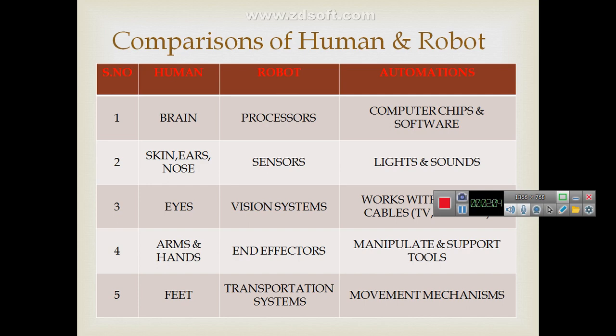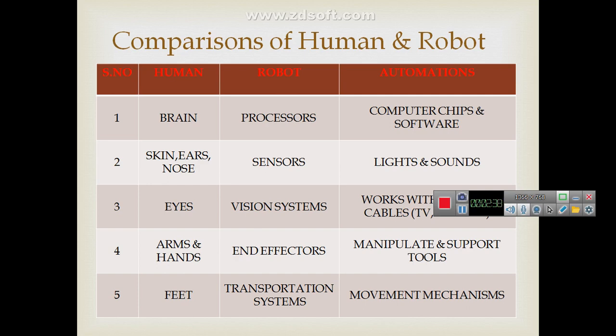The brain is used by the human for thinking, and we use it to create innovative things. In robots, we use the processor, and we connect it through the automation process, so computer chips and software. Then skin, nose and so on for humans, and robots use sensors. So lights and sounds are easily detected by the sensors through the automation process of the robot.